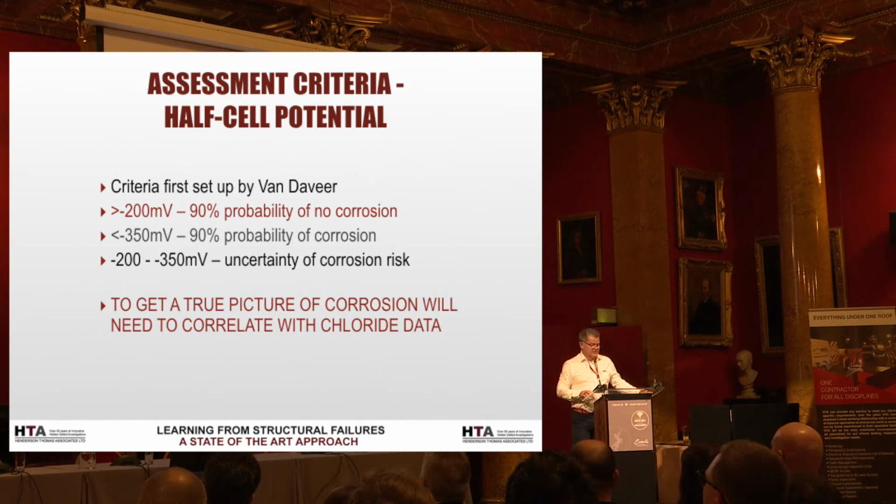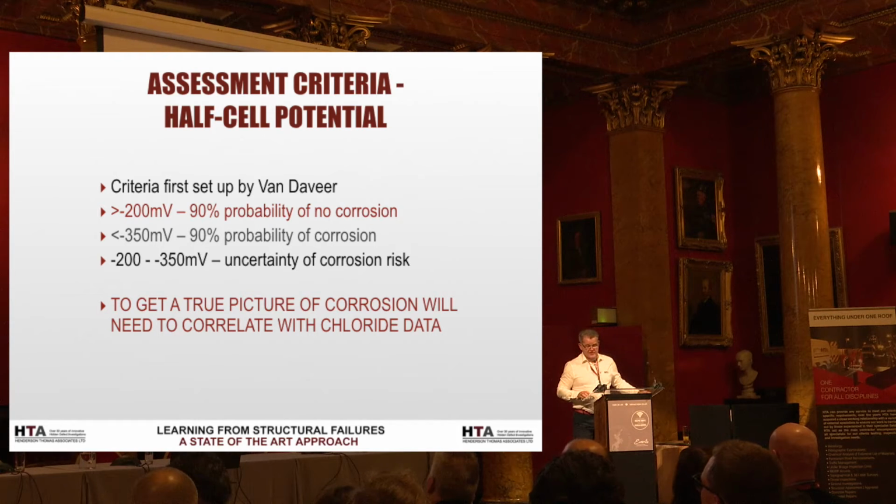How he worked out this criteria was to do thousands and thousands of readings over thousands of bridge decks. And he then got a team of guys to break out and actually look at the condition of the steel at that node point. So he came to this criteria which stated that if you have readings more positive than negative 200 millivolts, there's a 90% probability of no corrosion occurring at all. However, if you have readings more negative than negative 350 millivolts, there's a 90% probability you have corrosion.